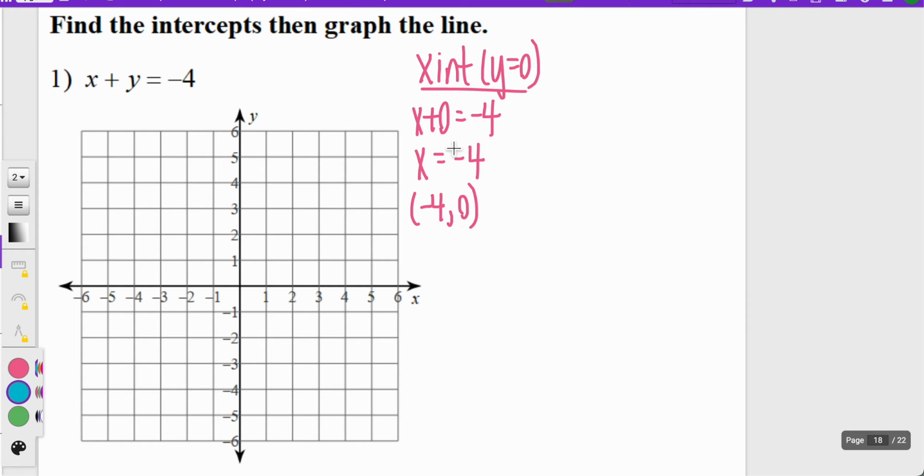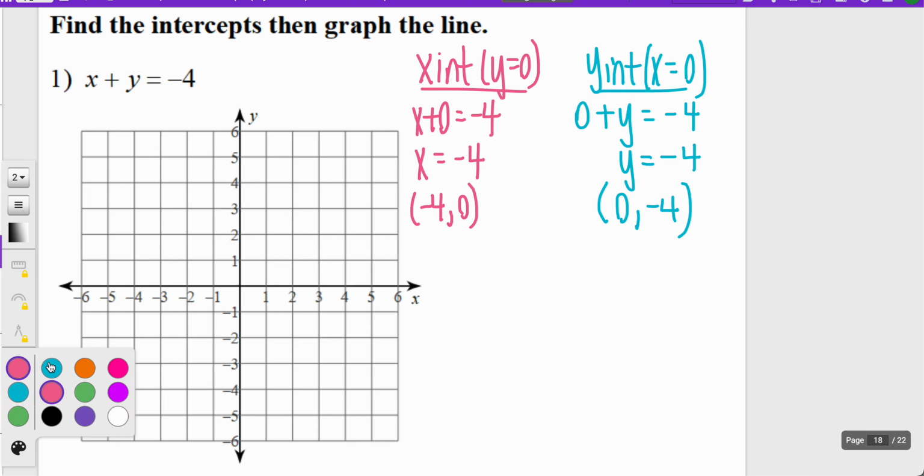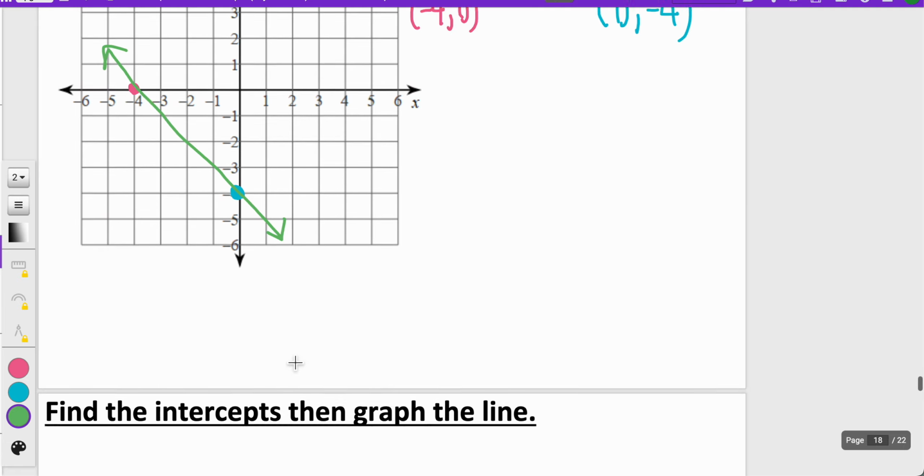Then I want my y-intercept. My y-intercept happens when x is equal to 0. So this would be 0 plus y is equal to negative 4. And I'm going to get y is equal to negative 4. So that would be 0, negative 4. So I'm going to plot these 2 points. My x-intercept is negative 4, comma 0 here, and my y-intercept is 0, negative 4 down here. Notice how when I'm done, I graph to make a straight line, okay? That was an easy one to start, so let's go ahead and try example 2.